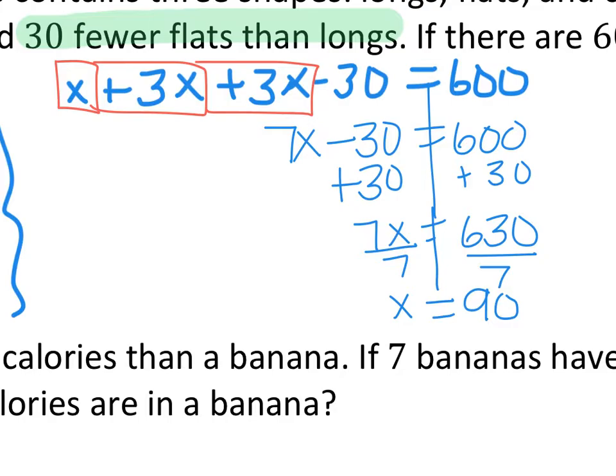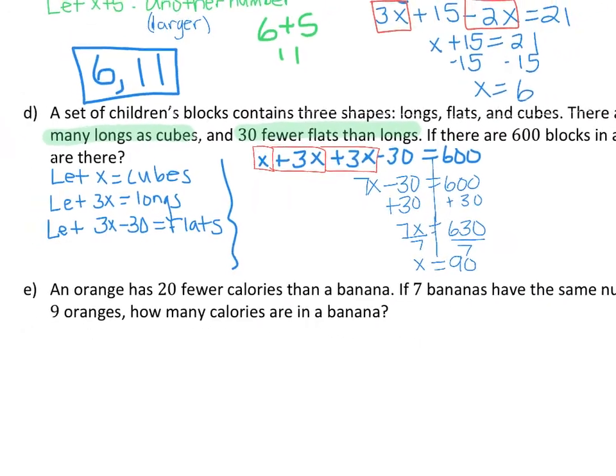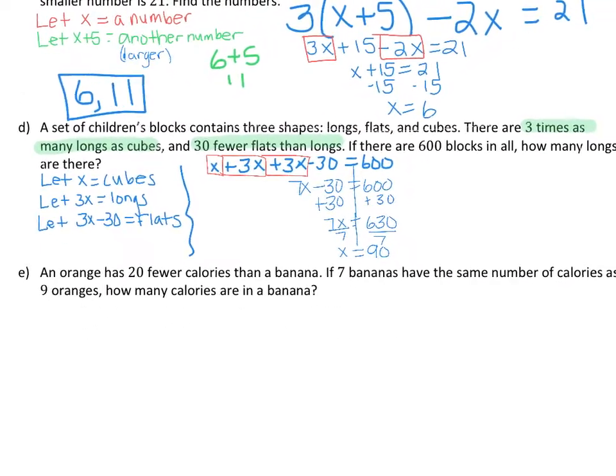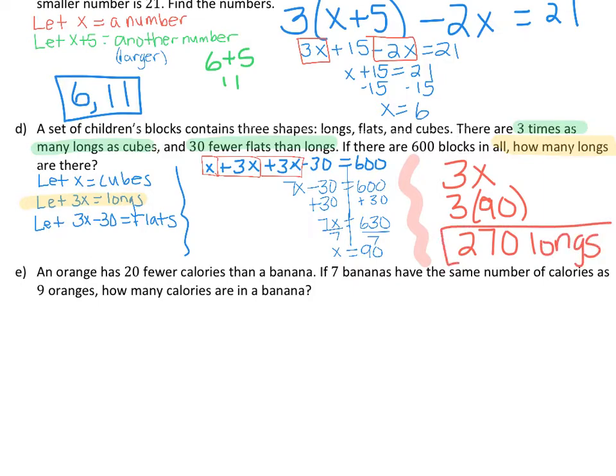We know that there are 90 of x. But let's take a look again and see what x equals. X are the cubes. This problem is asking us specifically how many longs there are. Well, longs, I know, is 3x. So I know that 3x represents the longs, so let's go ahead and plug in 3 times 90, which means there are 270 longs. I know that x is 90, that's why I plugged in the 90 there.